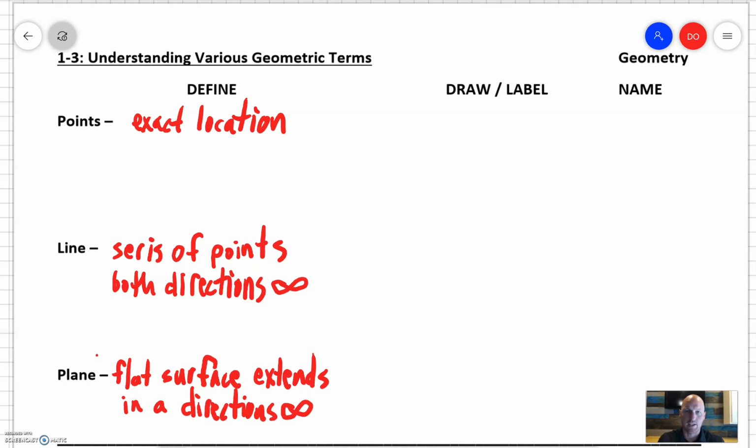Hello everyone, this is Geometry Notes from Unit 1 over Section 1-3, Understanding Various Types of Geometric Figures.